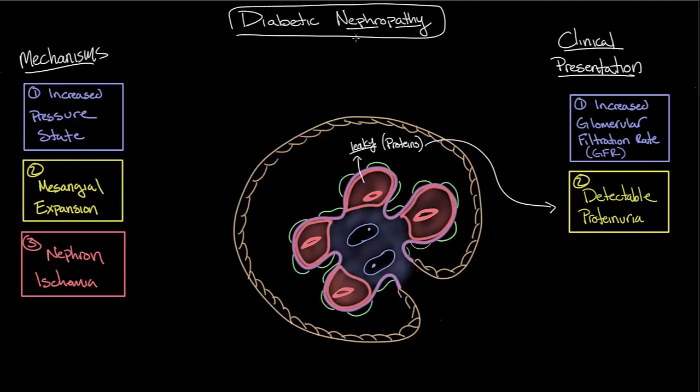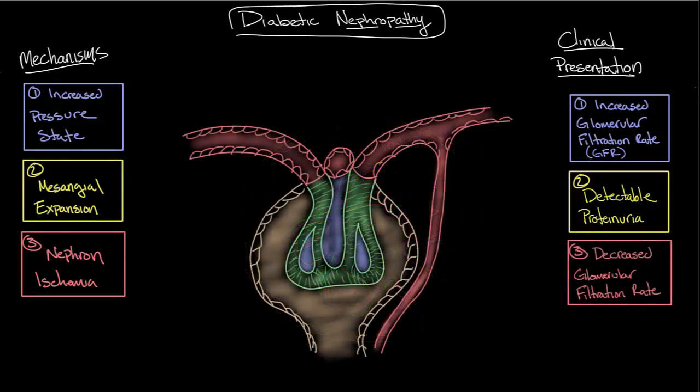So frequently individuals with diabetes will have routine screening to test for this albumin or for protein in their urine, which is a sign that they may be developing diabetic nephropathy, or kidney disease due to diabetes. Then the next clinical stage of diabetic nephropathy is that of a decreased glomerular filtration rate. So you can see that we've gone from an increased glomerular filtration rate to a decreased glomerular filtration rate.